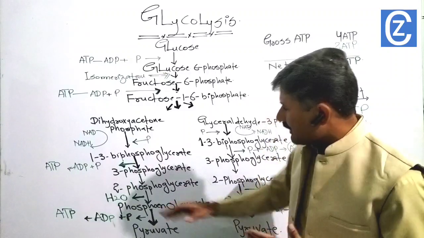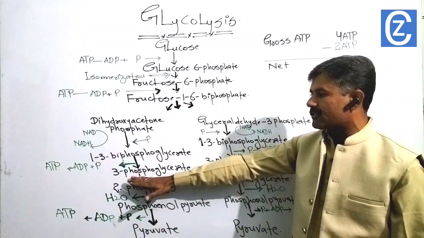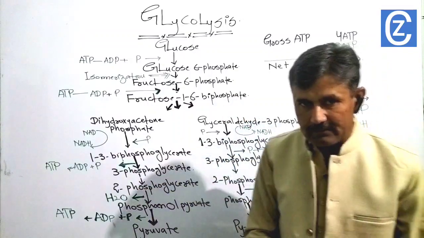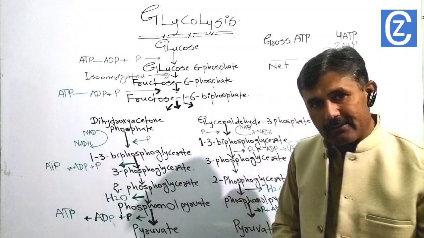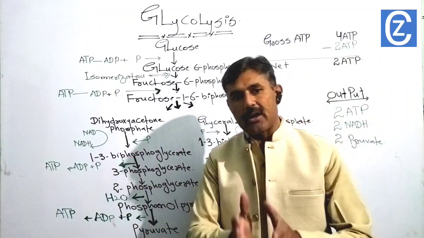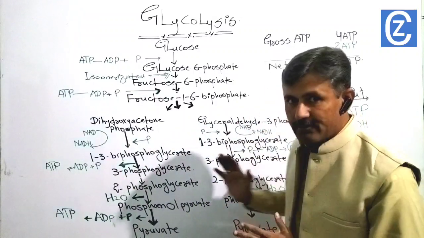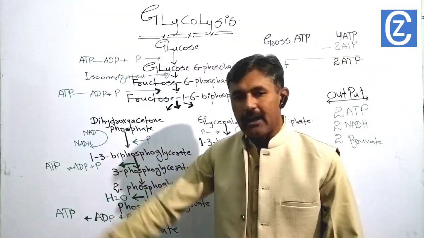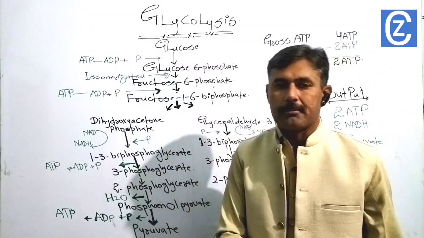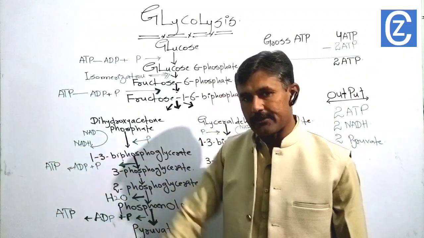So what happens? 1,3-bisphosphoglycerate moves onward, and the next stage is an important one, because 1,3-bisphosphoglycerate has a very high-energy phosphate that is removed. On this stage, the phosphate is removed, combines with ADP, and synthesizes ATP. This is perhaps the first step where we are synthesizing ATP.